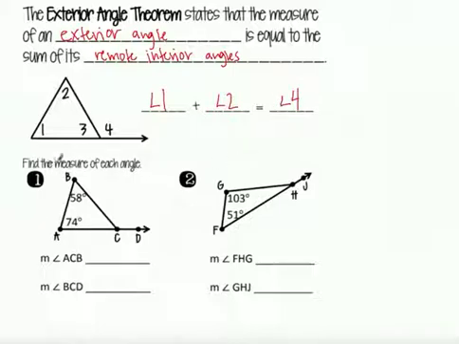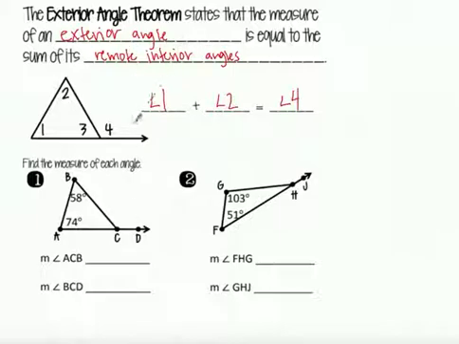So for number 1, it says find the measure of each angle. So remember, the way that we name angles is we say that the letter in the center is the center of my angle. So I need to find the angle ACB. So I'm looking for this angle, and I also need to find the angle BCD. Now, I can find angle ACB by taking these two angles and adding them together, subtracting them from 180, because all three of my angles inside my triangle should add up to give me 180. I could also take my two remote interior angles, add them up, and it will equal this exterior angle.